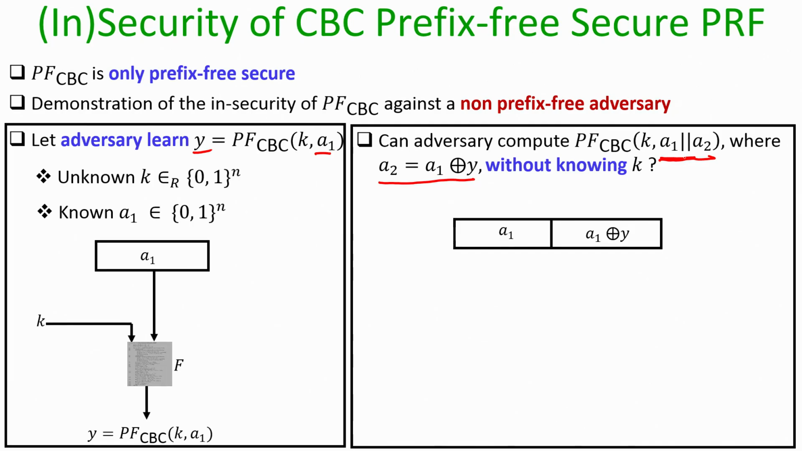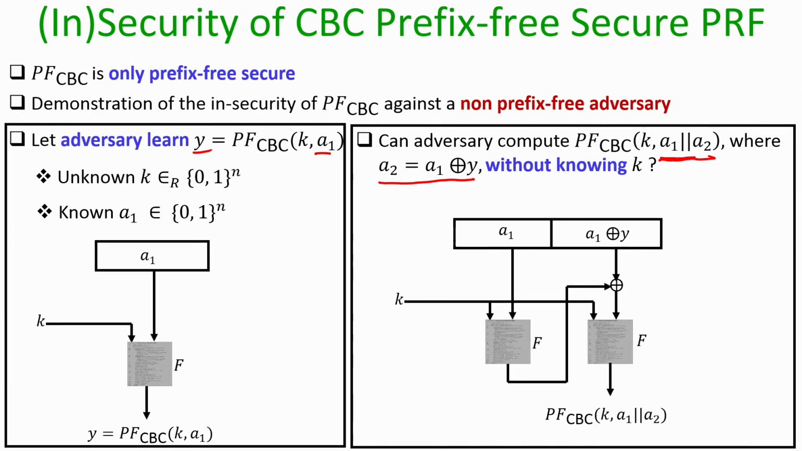So, this is how the output of the CBC PRF on the input A1 comma A2 will be computed. We will have two invocations of the fixed length PRF, we will do the chaining, and the final output will be this. Now, what exactly is the outcome of the first invocation of the PRF F here? It is Y, because that is the structure here.